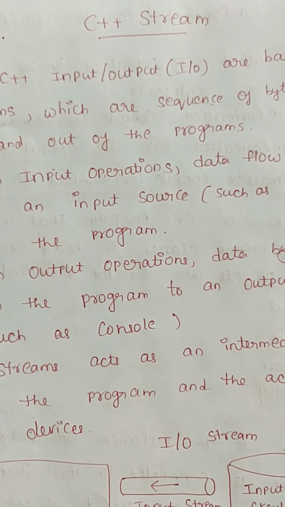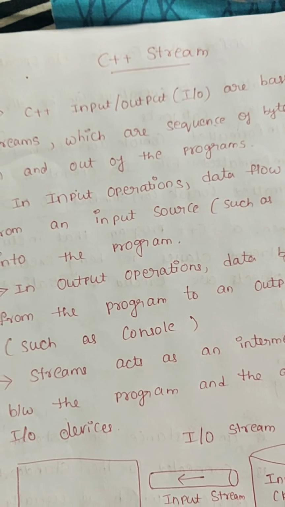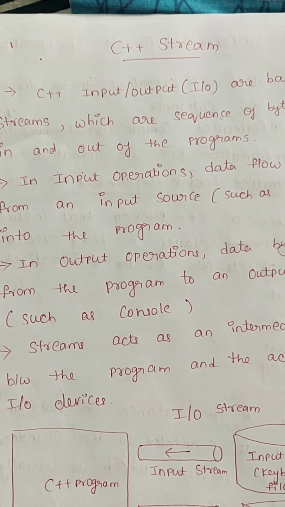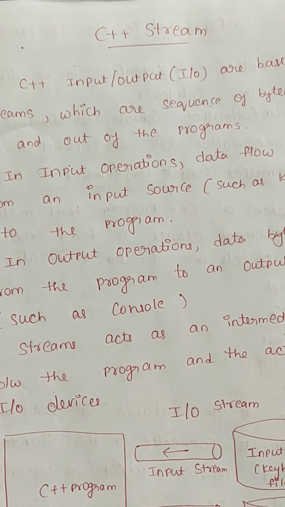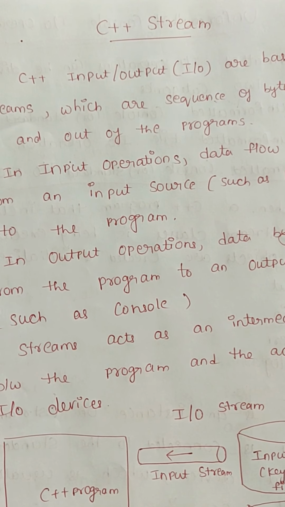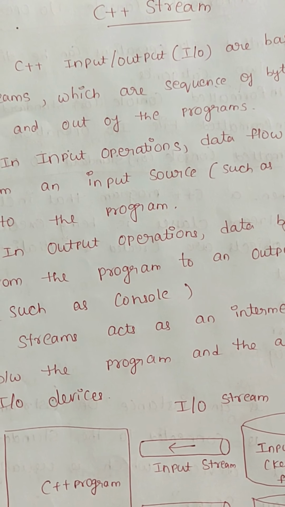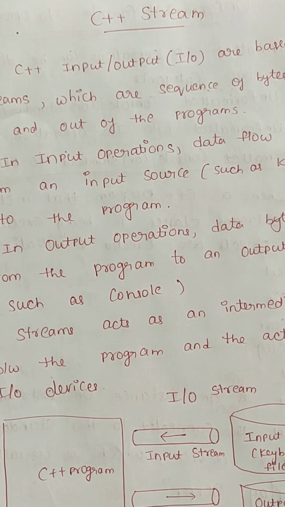Our next topic is C++ streams. So what is a stream? In general terms, a stream is nothing but a sequence of bytes flowing. So what is a byte? 1 byte equals 8 bits. What is a bit? A bit means 0 or 1. We call it a bit, right?